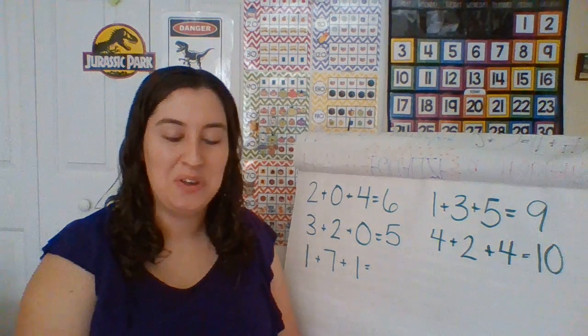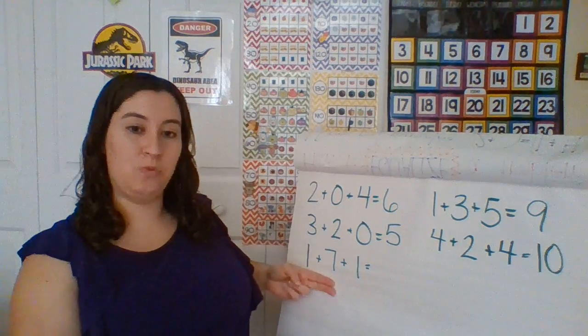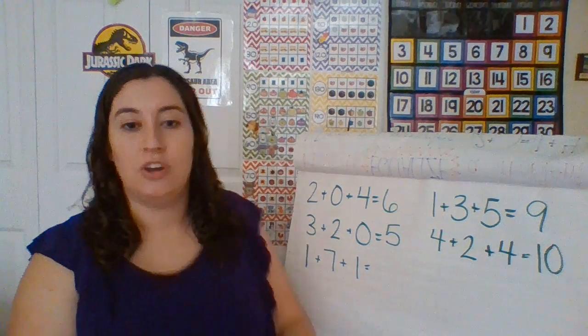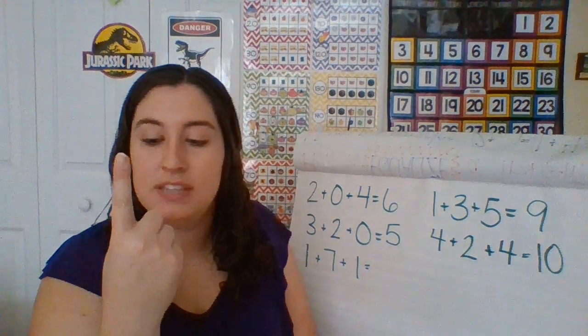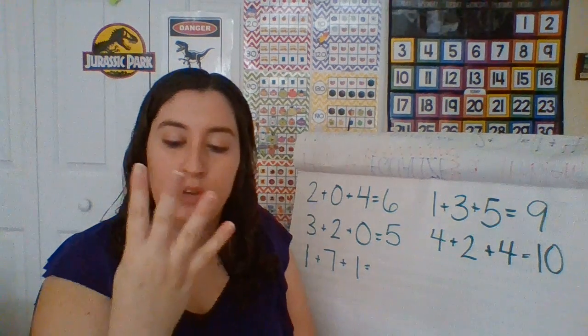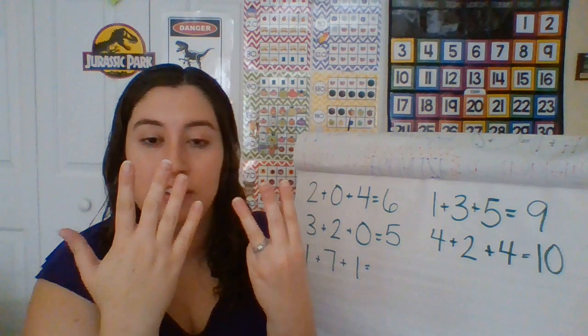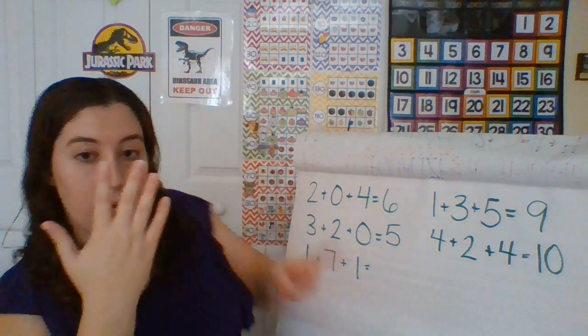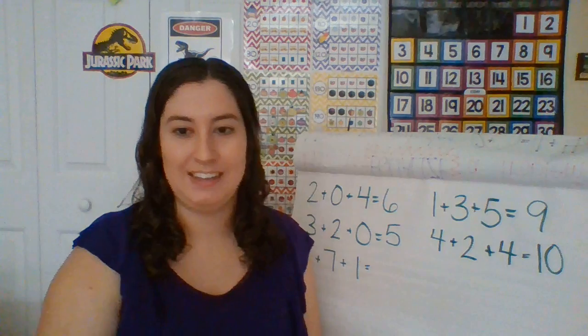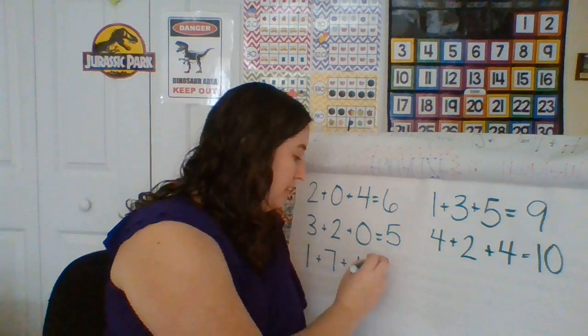Okay, here we go. So I start with those first 2 numbers, 1 plus 7. So 1 plus 7. So 1, 2, 3, 4, 5, 6, 7. And I add 1 more on there. So plus 1 equals 9. It does equal 9.